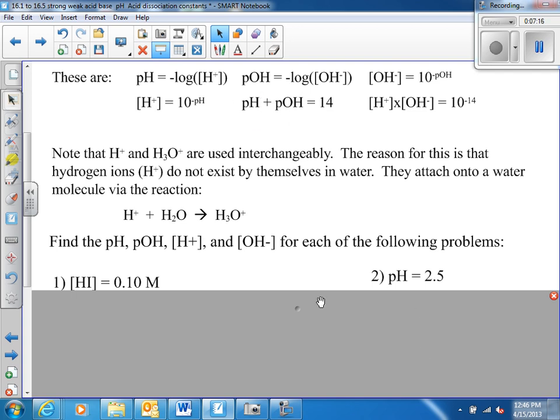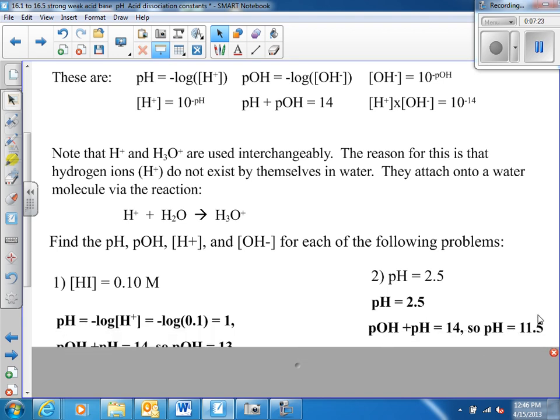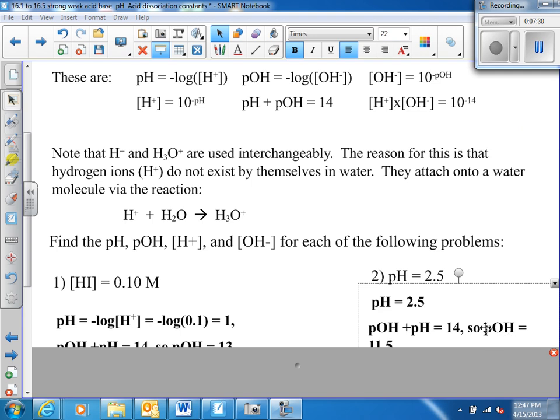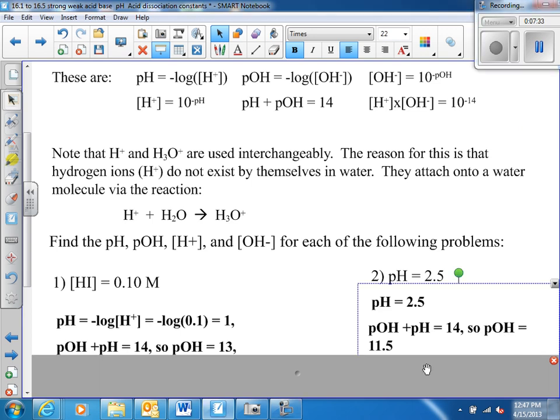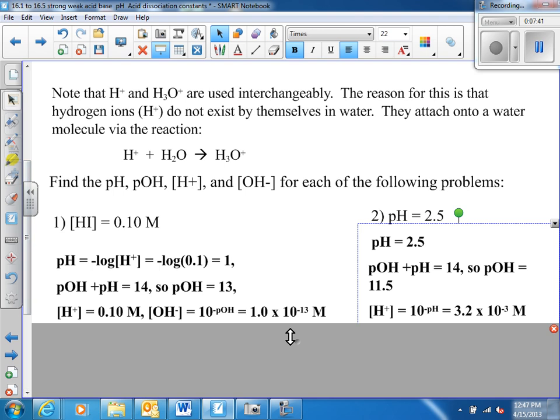And again, pause if you want to do this on your own. Obviously the pH is 2.5, it was given. We just add pH and pOH is 14, so we get the pOH. So the pOH is 11.5. And then H plus is just 10 to the negative pH. Plug that in your calculator.